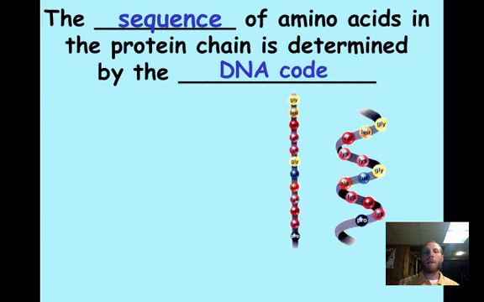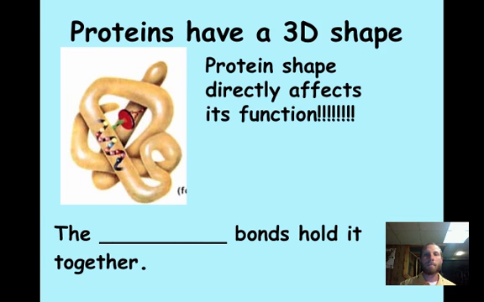The sequence of amino acids in the protein chain is determined by our DNA code. We're going to learn more about the significance of how DNA is used to produce proteins later in this year, but it's important to know that each protein is unique and created from our genes, and it is what really determines our traits and characteristics and what makes each human unique, and each organism really unique.